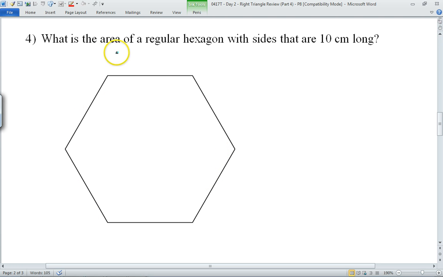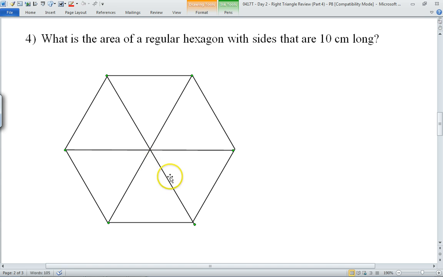Now, in order to find the area, we don't have a formula for the area of a hexagon. So what I'd like to do is break this hexagon up into triangles. We know how to find the area of a triangle, so let's do that. Okay, so now I've divided this hexagon up into 6 triangles. So my strategy will be, let's find the area of one triangle. If I can find the area of one triangle, I can just multiply it by 6, and that will give me the area of this whole thing.